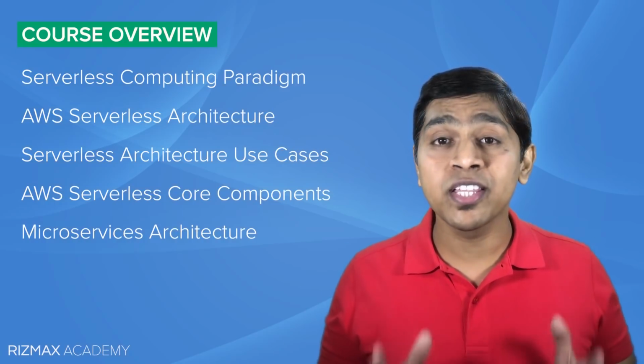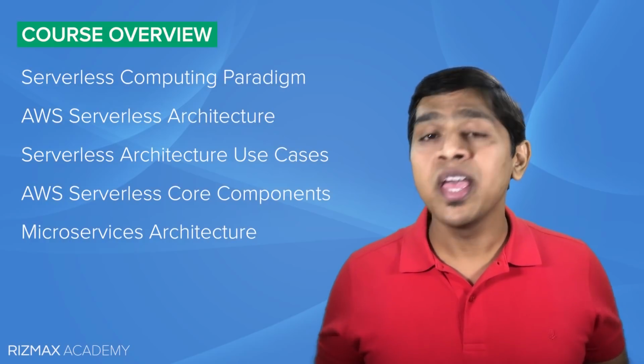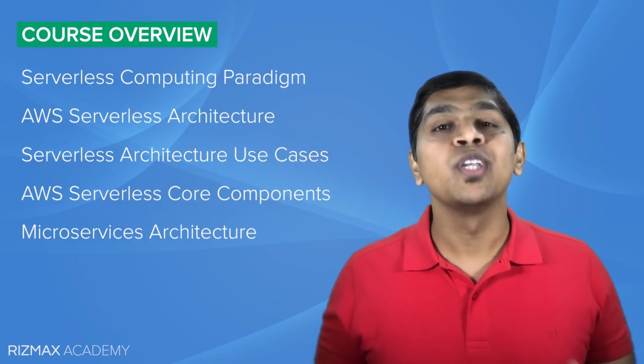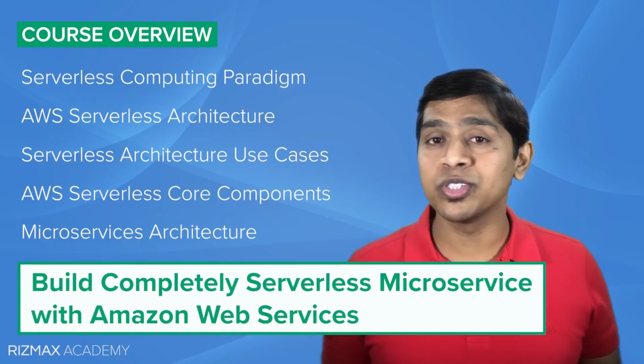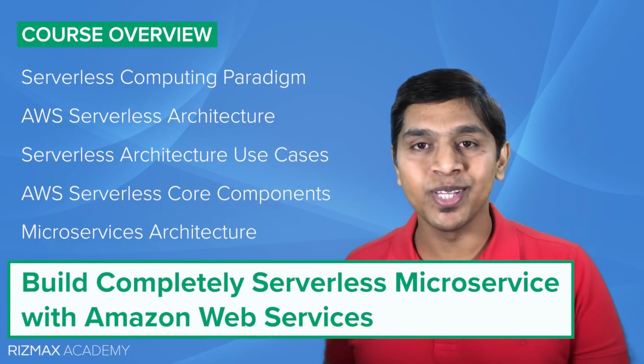As part of our hands-on exercise, we'll create a DynamoDB table and then create our very own microservice to query this DynamoDB table. We'll create the microservice using AWS Lambda and API Gateway.